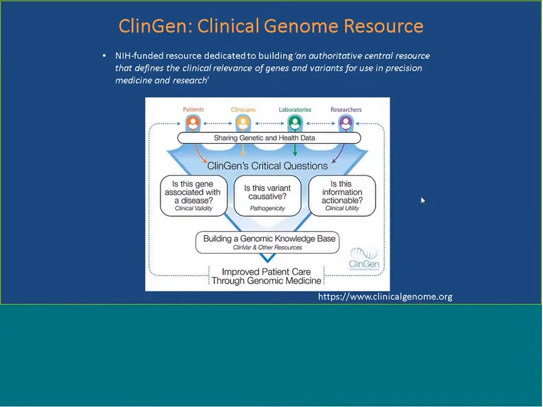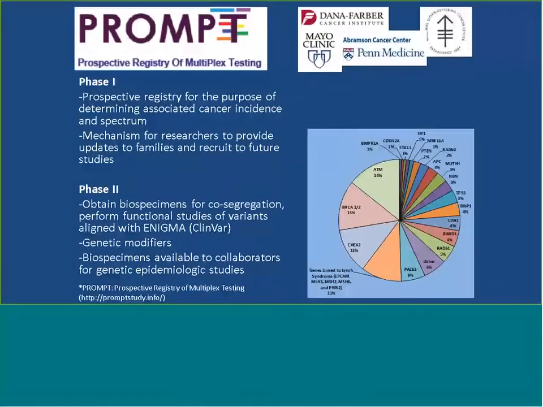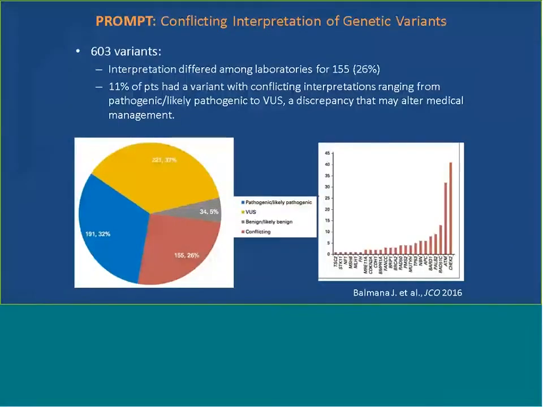putting in genetic variant results through ClinVar, and as part of the hereditary colon cancer ClinGen panel, we're doing a lot of work on trying to associate clinical validity and clinical utility in some of these moderate penetrance genes. And then last but not least, there is a database called the Prospective Registry of Multiplex Testing, a collaborative effort through a number of commercial laboratories as well as academic institutions looking at the variant results, especially in the moderate penetrance genes.